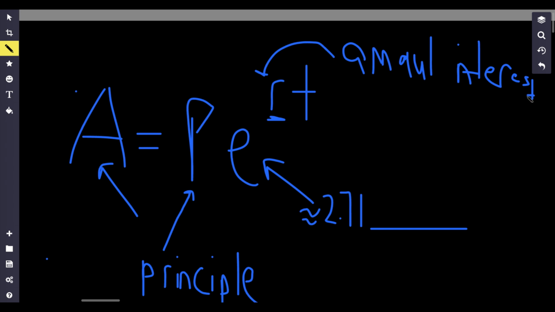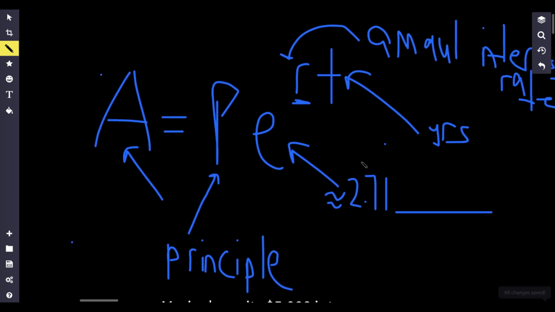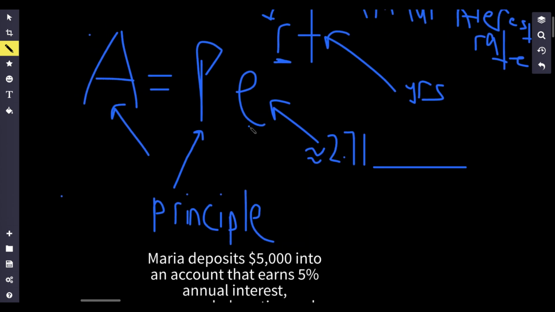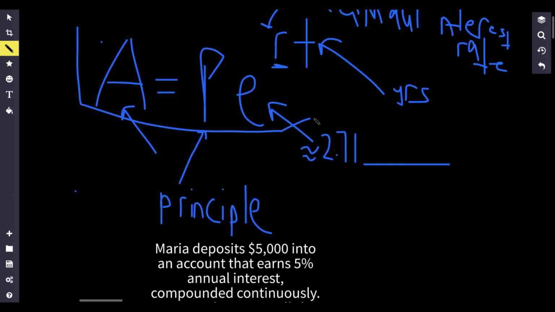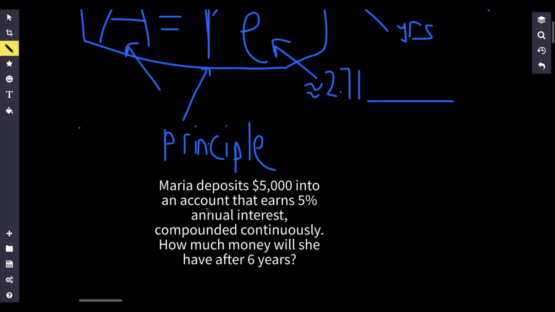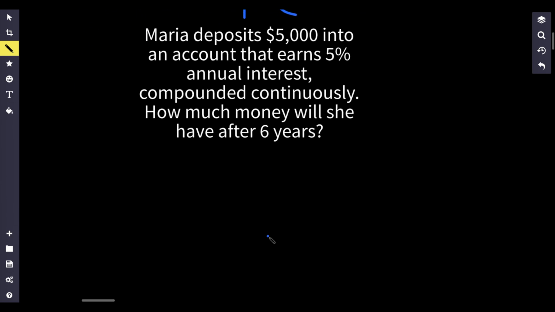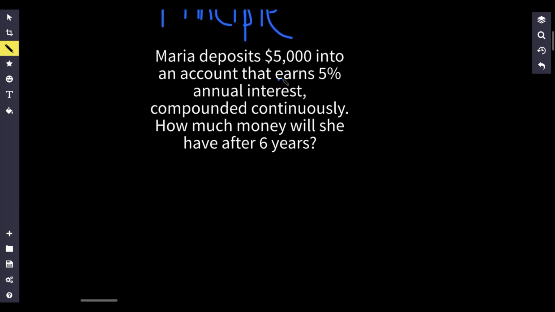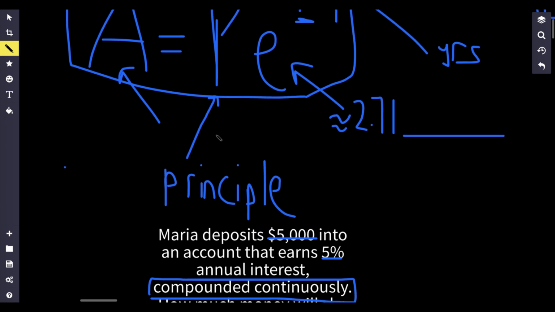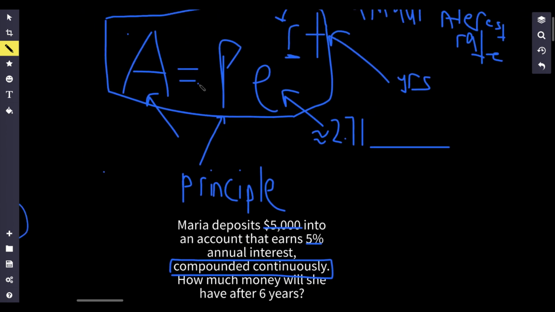And T is going to be your time in years. Now, what's the difference between this formula and the formula that we just saw? Well, the key word to know that you're dealing with a problem that involves this formula is, well, let's take a look at an example. Maria deposits $5,000 into an account that earns 5% annual interest, compounded continuously.